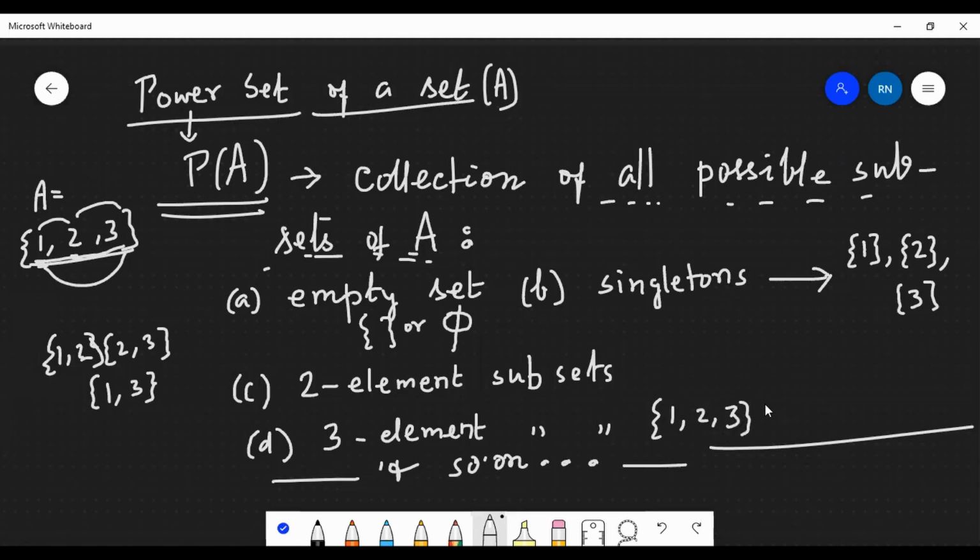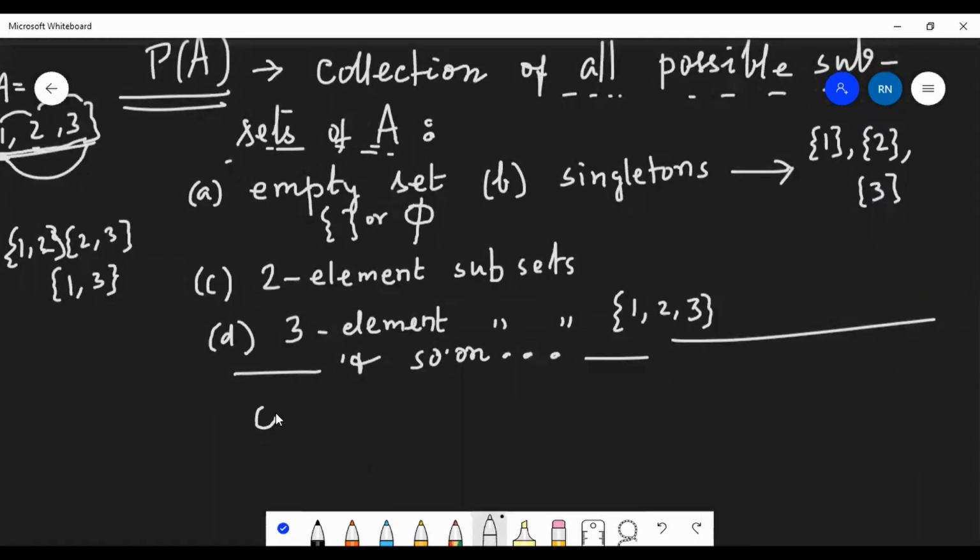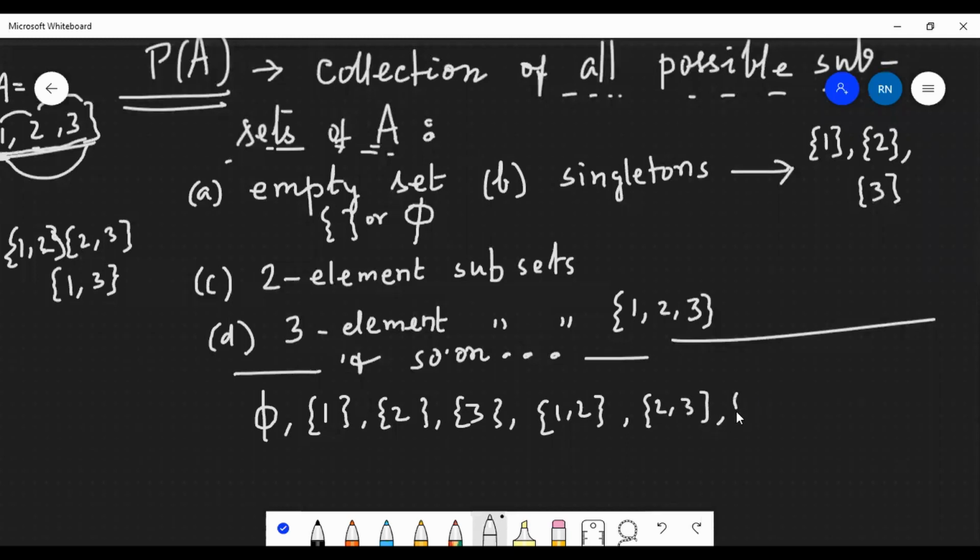So now you can collect all of them. Collecting all of them, what happens? You write the empty set, then you write the singletons, which are 3 in number. Then pairing is to be done, the 2 element subsets, 1, 2, 2, 3 and 1, 3. So the 2 element subsets are over. Then all the 3 elements together, that is set A itself.